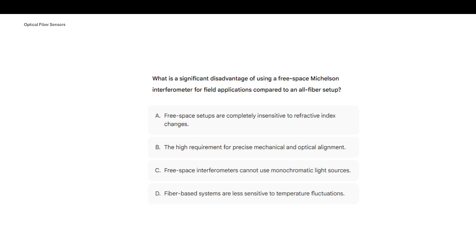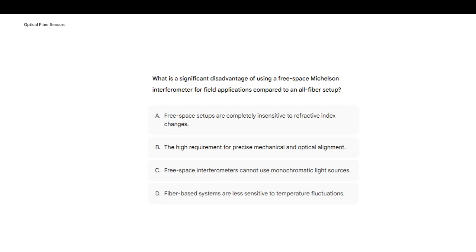Okay, so very good. Next question is, what is the significant disadvantage of using a free space Michelson interferometer for field application compared to an all fiber setup? What are the disadvantages?